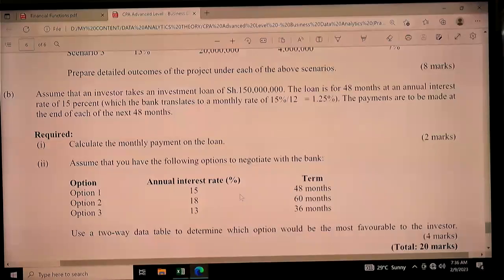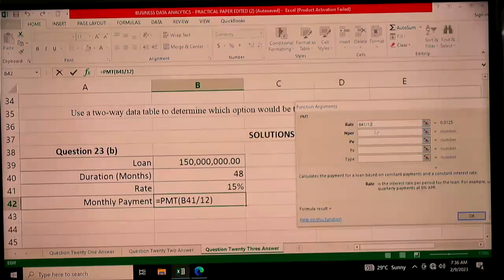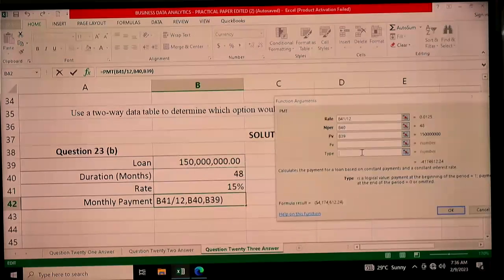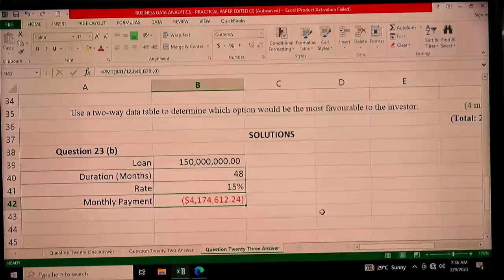We were told that here the loan is for 48 months at an annual interest rate of 15%. So that's why we are dividing that rate by 12 to make it months. Then the number of periods, that is 48 months. We are given this one in months, so you don't have to multiply by 12. Then the present value is the amount borrowed. And we said that the loan is supposed to be paid at the end of the month. So we indicate here using a 0. Then you click OK, and you get that as a monthly payment. So I think that one is fine, and you have already done that.